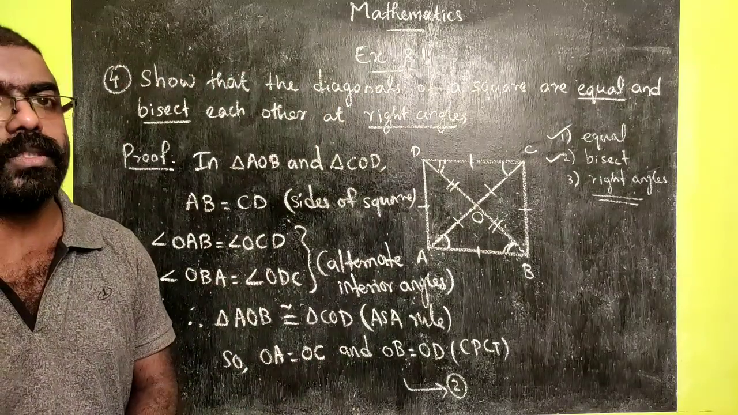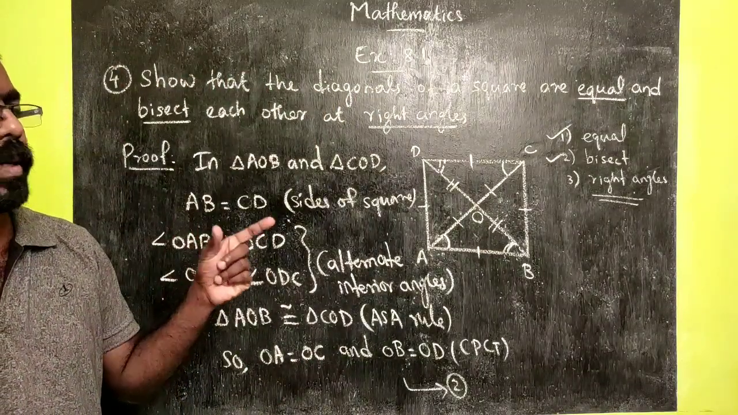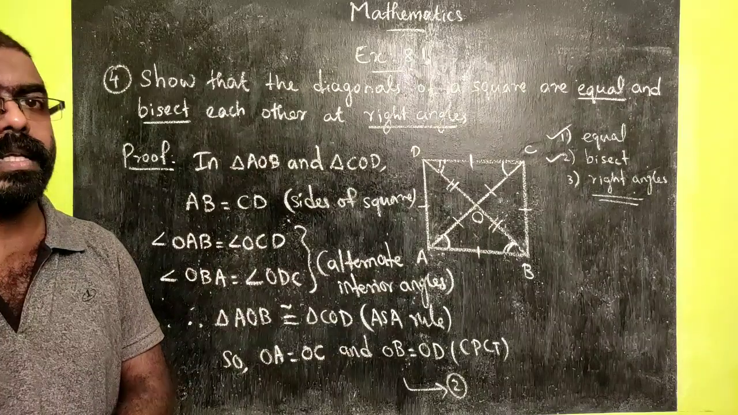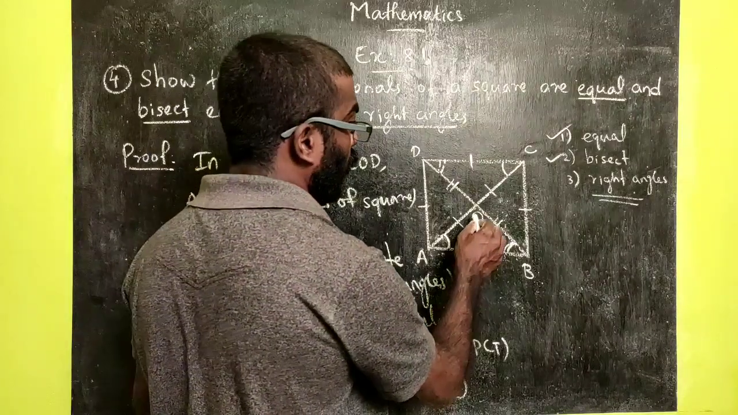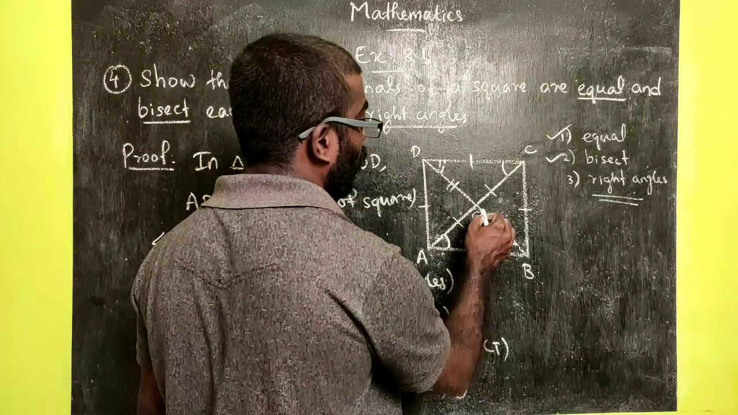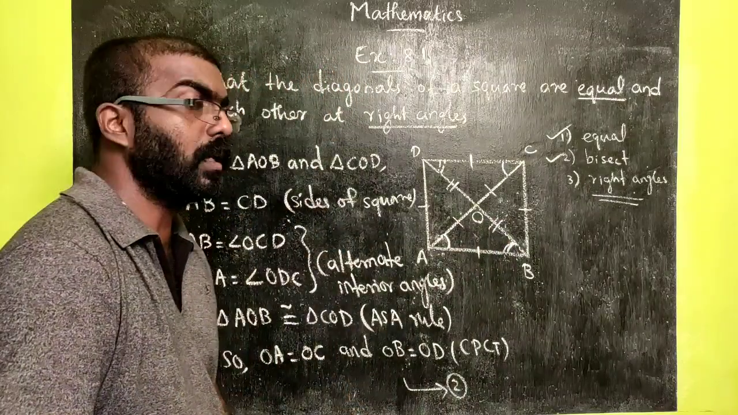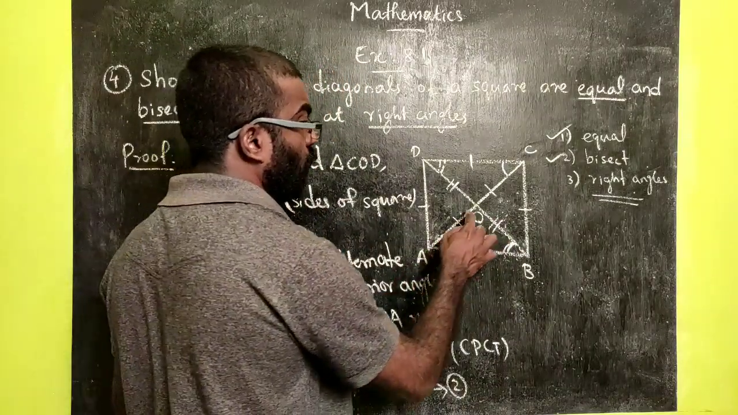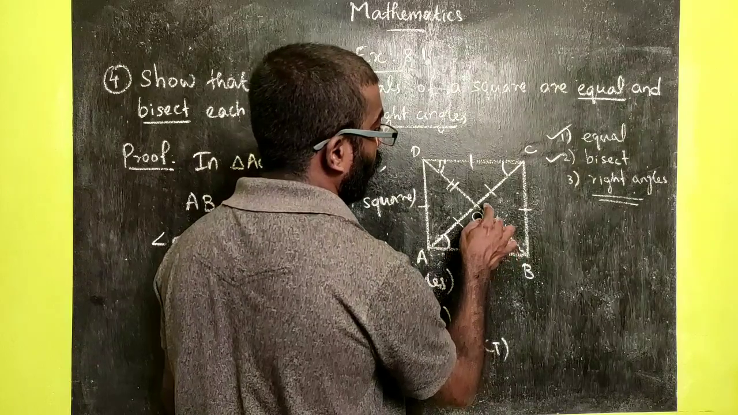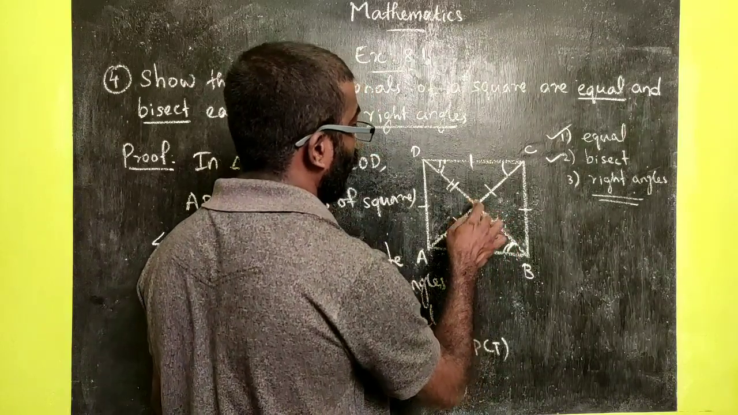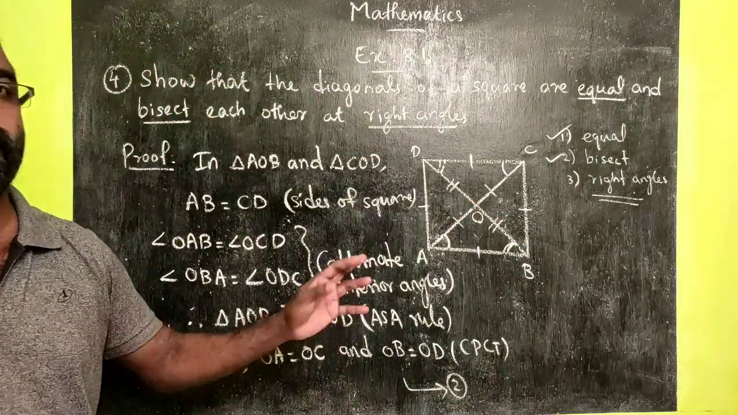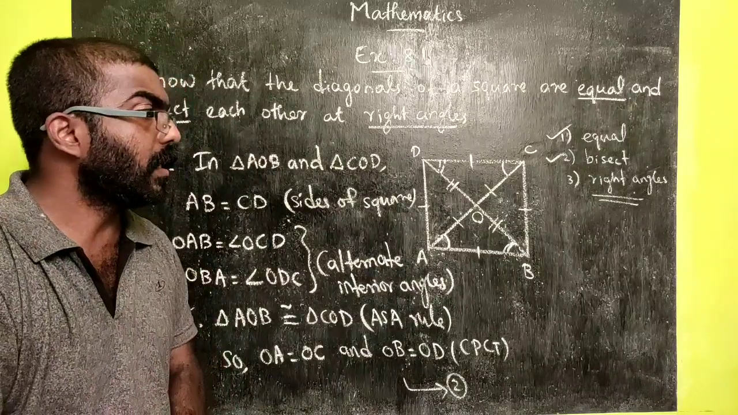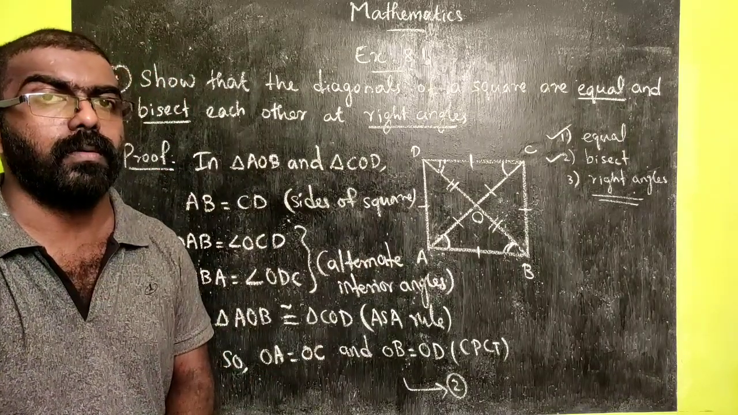Now one more thing we have to prove is diagonals bisect each other at right angles. That means the angle formed at this point O is equal to 90 degree. Angle AOB equal to 90 degree. Angle BOC 90, COD 90, AOD 90. These all angles are equal to 90 degree that we have to prove.